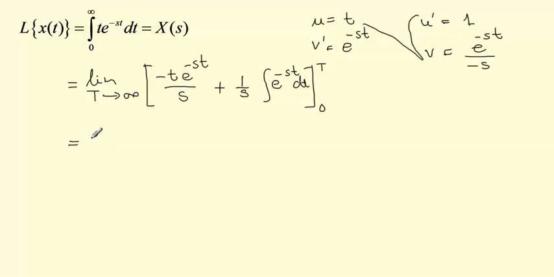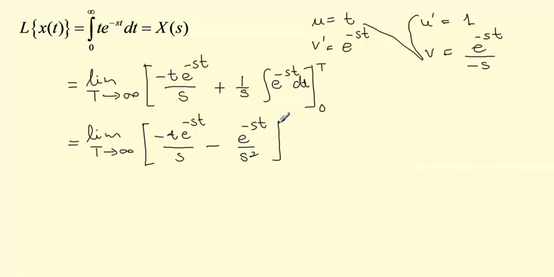Then this really takes us to the limit as t is going to infinity of this expression, which is minus t e to the minus st over s. Now when we integrate here, we're going to get exactly this, which is going to introduce the minus sign, and the s will be squared. Then we get minus e to the minus st over s squared. Then this is evaluated from 0 to t, and t tends to infinity.